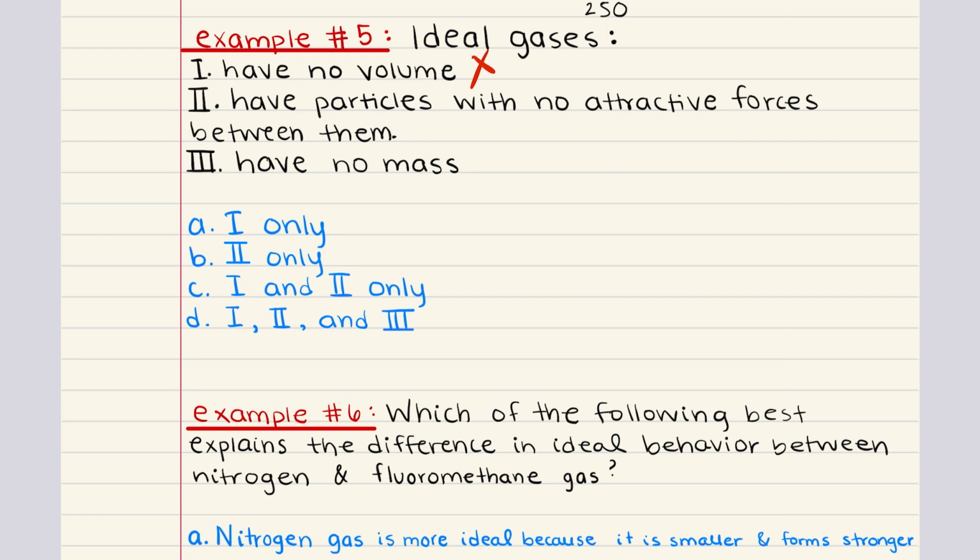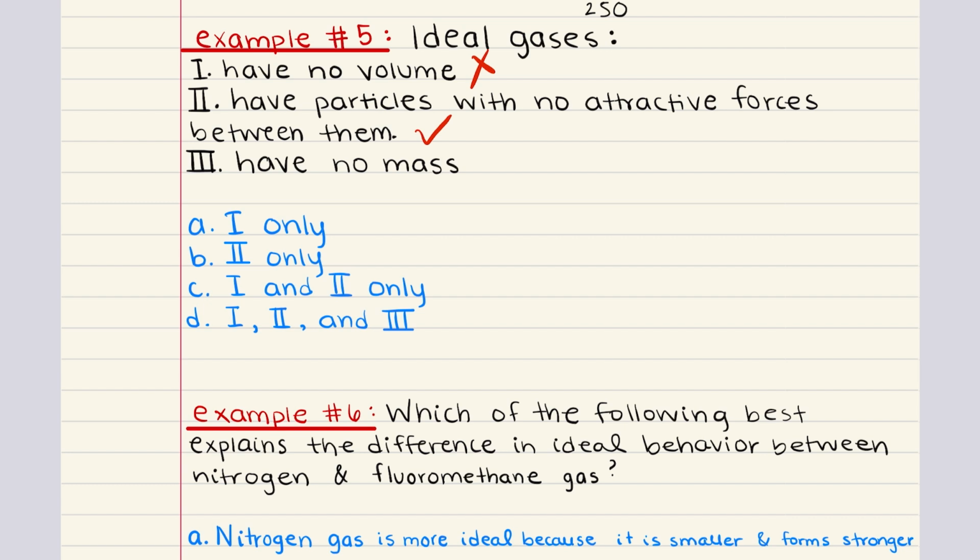Statement 2 says have particles with no attractive forces between them. This is correct. Ideal gas theory assumes that there are no intermolecular forces between gas particles. So this means that the particles move independently of each other and they do not interact except for elastic collisions. So statement 2 is true.